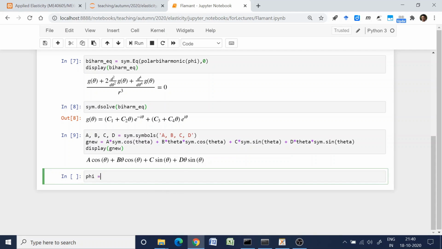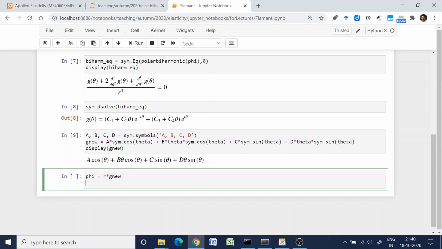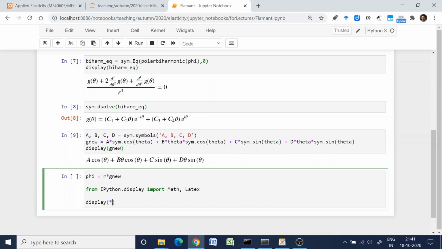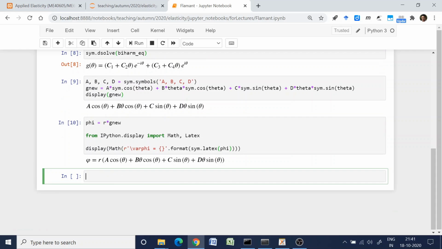Okay, so now we want to have a new file. So this is what we want, and let me display this new solution form that we have obtained after solving the biharmonic equation using the IPython display style, as we have done so many times earlier. All right, so that's what I want.